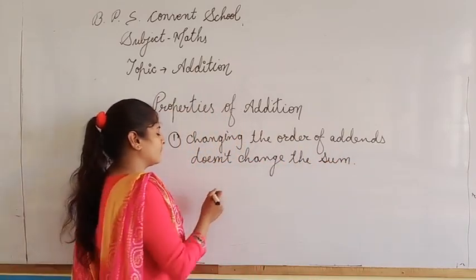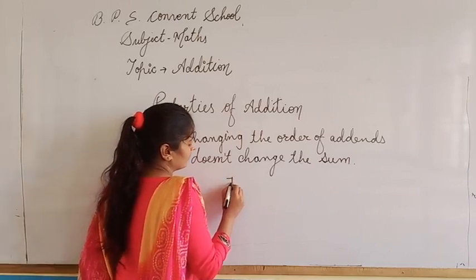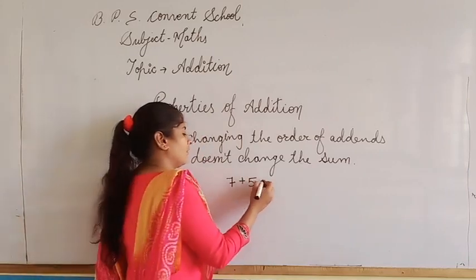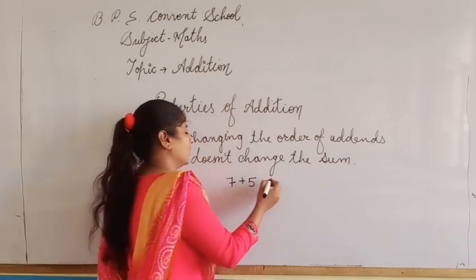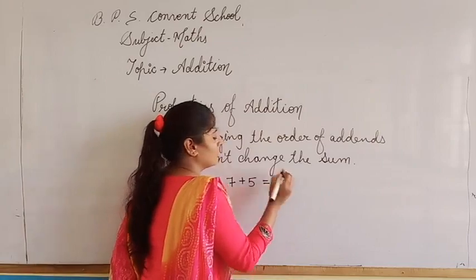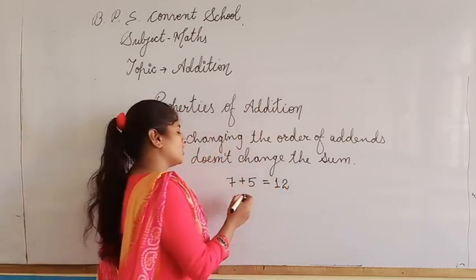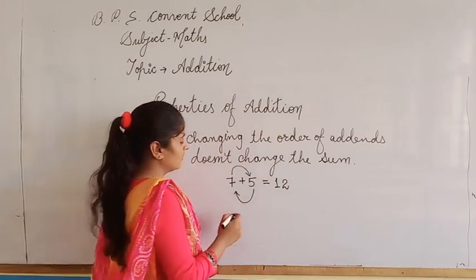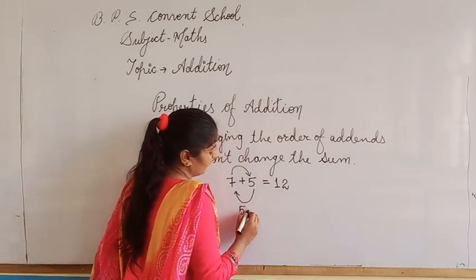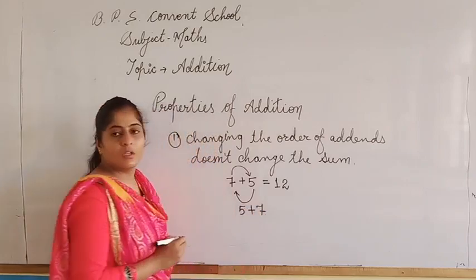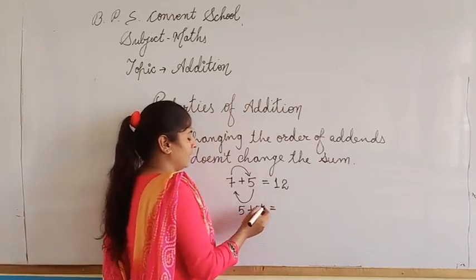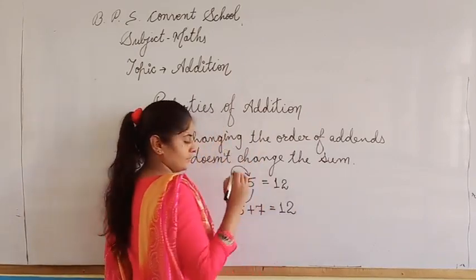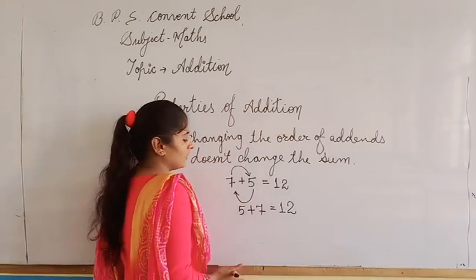For an example, 7 plus 5. When we add both digits, we get 12. When I change the order of these addends, we put 5 here and 7 this side. Now we add 5 plus 7 is equal to, we get 12. Both are equal.